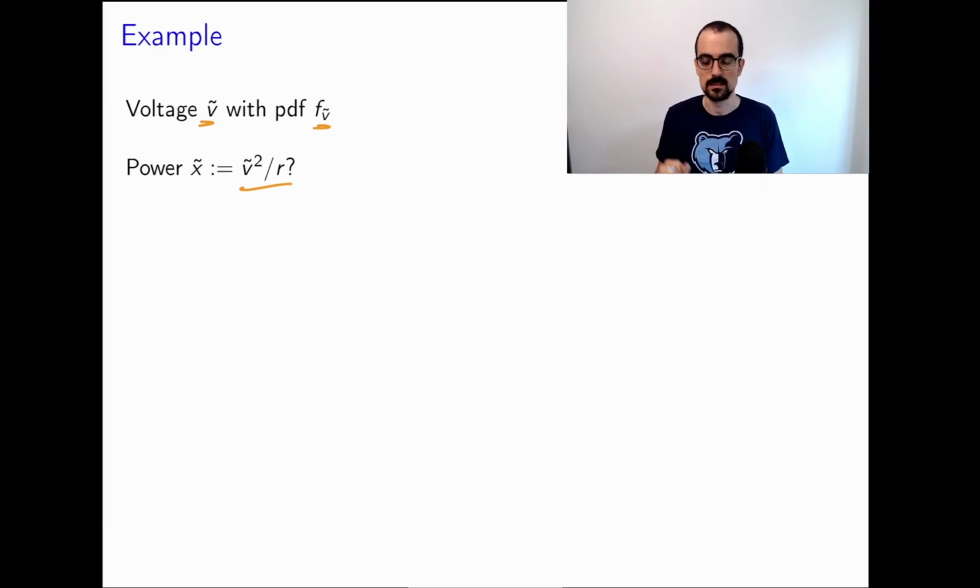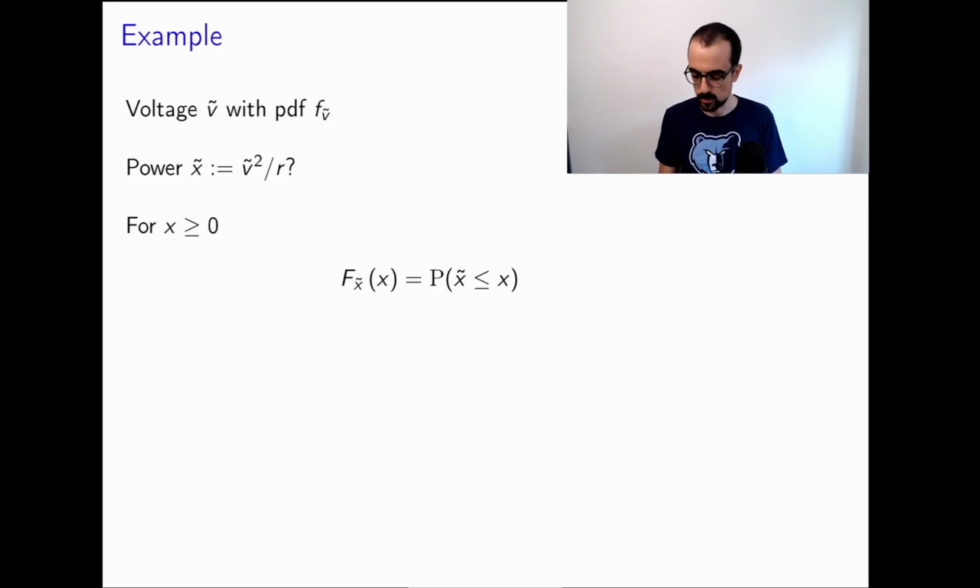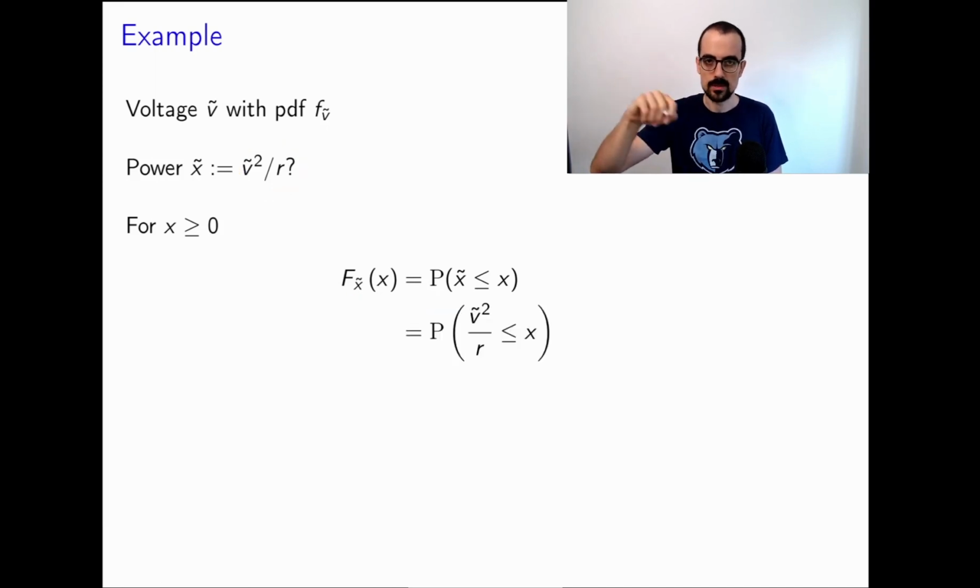We're interested in that. What we do is, we say, okay, we know about CDFs. We know that the CDF is just a probability, so that's going to be easier to compute. So what's the CDF of this new random variable at a certain point x? It's just the probability that it's less than or equal to x. Now we don't have the PDF of the power or anything about it, so that's the whole point. So we're going to plug in our expression here. This probability is just the same as the probability that the square of the voltage divided by R is less than or equal to x.